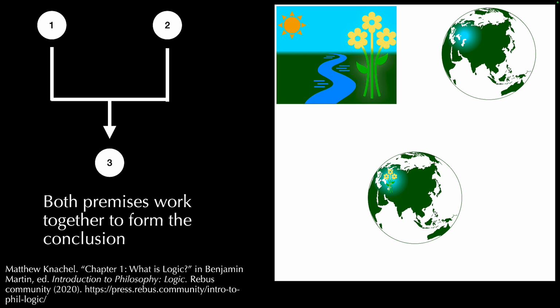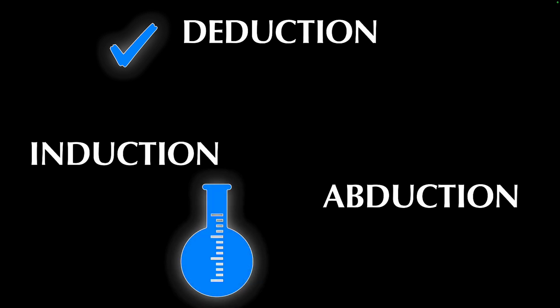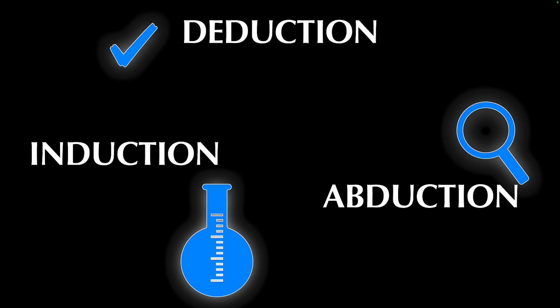Now, just like there are 3 kinds of syllogisms, there are 3 kinds of logical reasoning based on how certain we can be about the truth of the premises and the conclusion. They are deduction, induction, and abduction. If you want your argument to be unbreakable, use deduction. If you can't use that, use induction. And if you can't use that, move on to abduction.